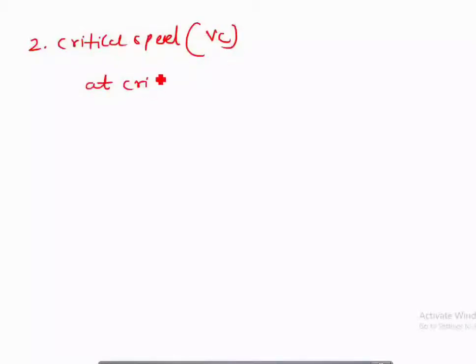So in detail we will understand model number 6, the derivation for this. Now let us understand how to calculate the critical speed. I will calculate the critical speed Vc in meters per second. We know that at critical speed, omega is equal to omega n, and the corresponding critical speed equals omega c or Vc.